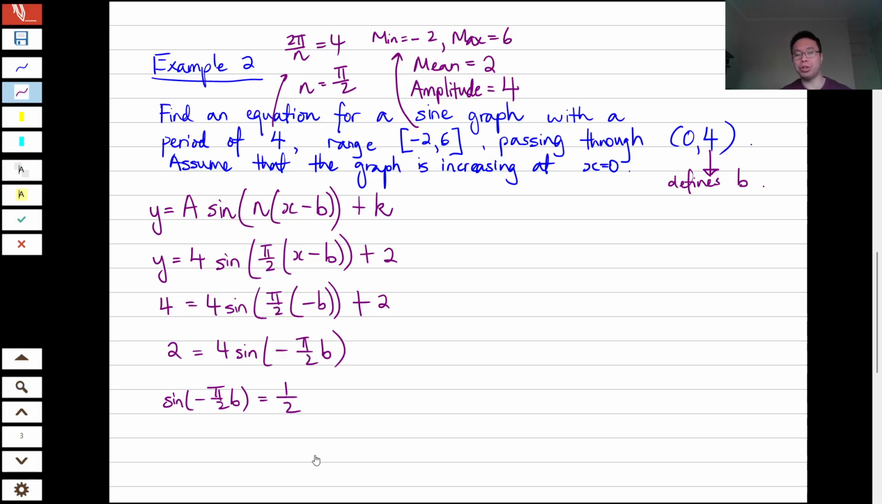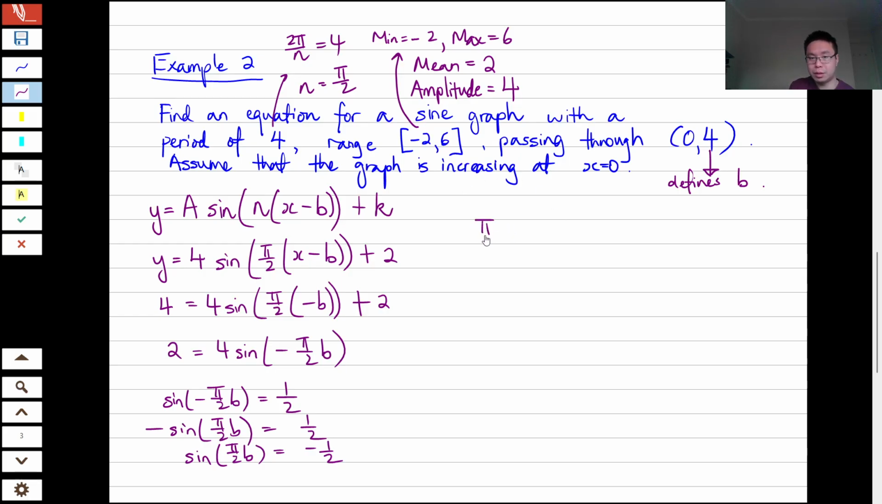And one thing you should remember is that sine is an odd function. If I take the sine of the negative of an angle, the result becomes negated as well. So I can rewrite this as negative sine of pi on 2b. Now the angle is positive. Multiplying both sides by negative 1, we get this.